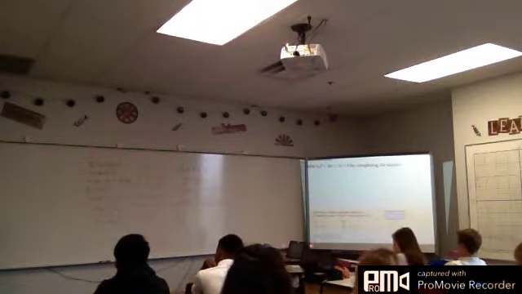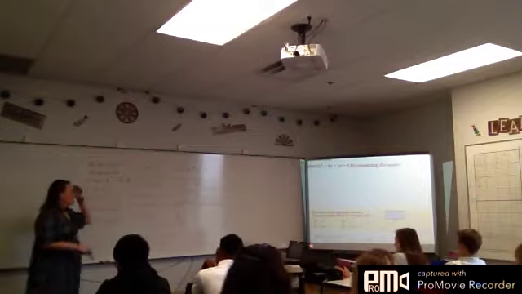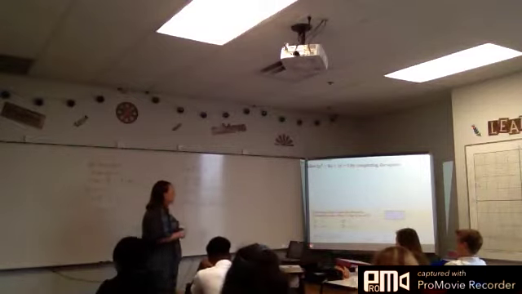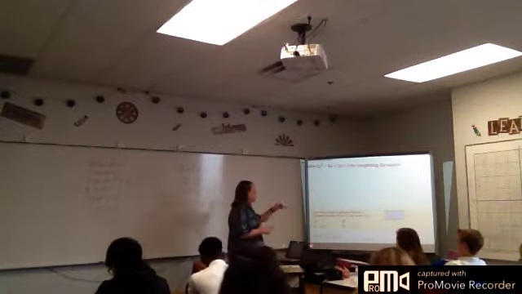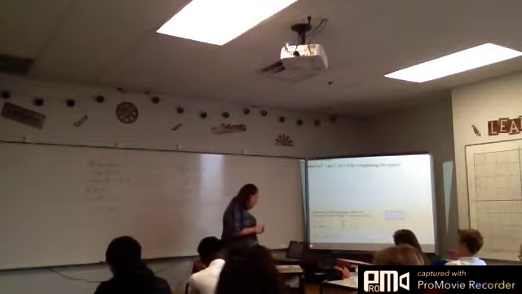Okay? Now, the next one says, the area of the rectangle shown is 72 square units. What's the value of x? How can I solve that?